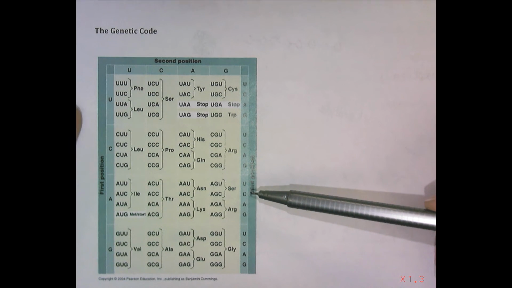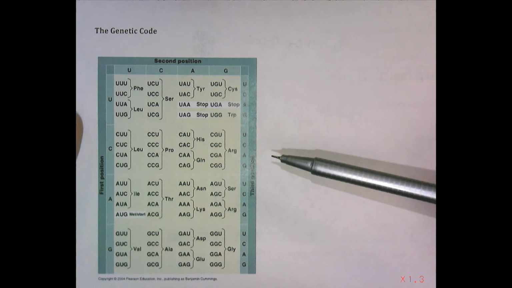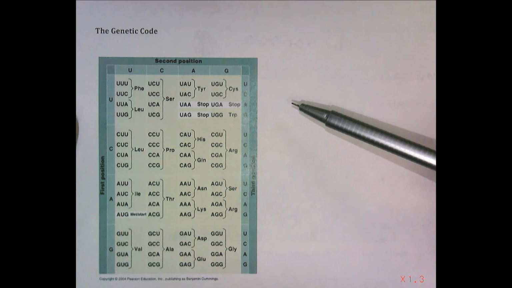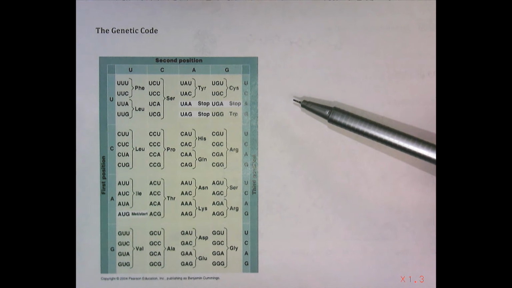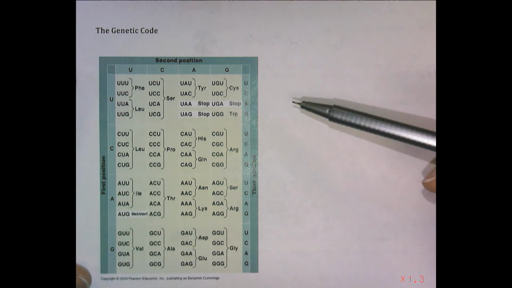So this is one of the reasons why we can take a gene from jellyfish that glows green under UV light and we can give it to bacteria. And that's a whole other topic, but it's interesting nonetheless that bacteria can actually transcribe and translate a jellyfish gene.